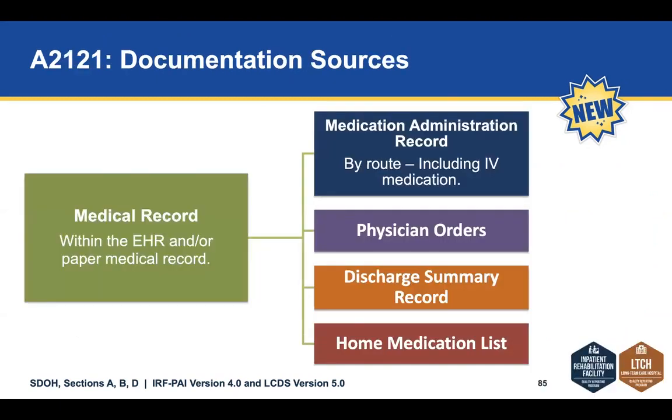So where can you find information related to medication lists? Documentation sources for reconciled medication list information can include electronic and/or paper medical records. Some examples of such records are medication administration records, physician orders, discharge summary records, and home medication lists.